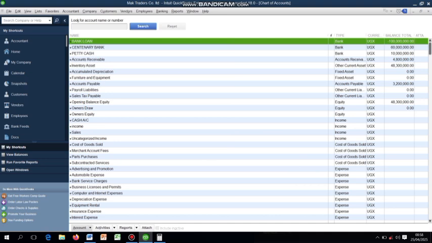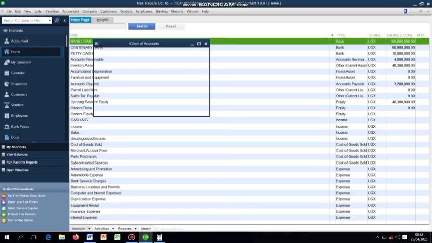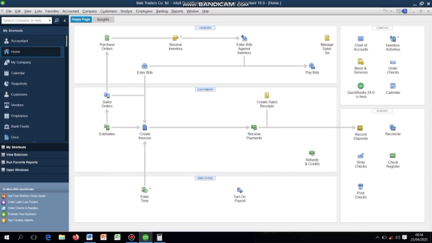So when I continue into the transactions, then on 4th, sold 5 motorcycles and 3 generators, and the cash was banked immediately. So I'll come to home. Since he sold, I'll come here and create a sales receipt.